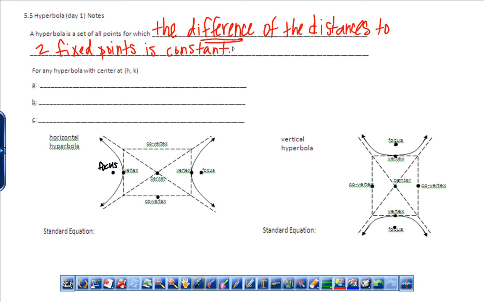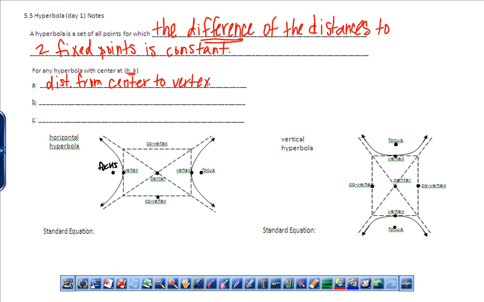Okay, we still have the center at (h, k). So here's our center on both of them. If you notice, it looks a little bit different. We have this box in the middle, and I'll talk about that in a minute. So we still have an A, B, and a C. For your A, the nice thing is it is exactly the same. A is the distance from the center to your vertex.